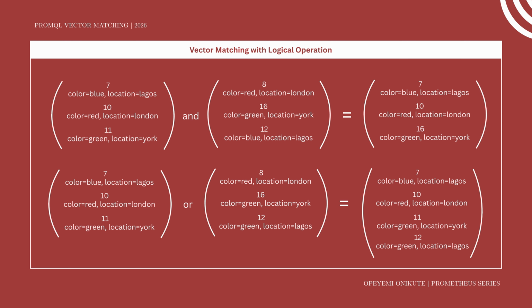As an example, the AND operator between these two vectors selects these entries on the left with matches on the right. Note that the value remains the same. Also see an example of the OR operator. The resulting vector selects elements from the left and missing elements from the right. I hope these simple examples have helped you develop better intuition about more advanced PromQL queries.